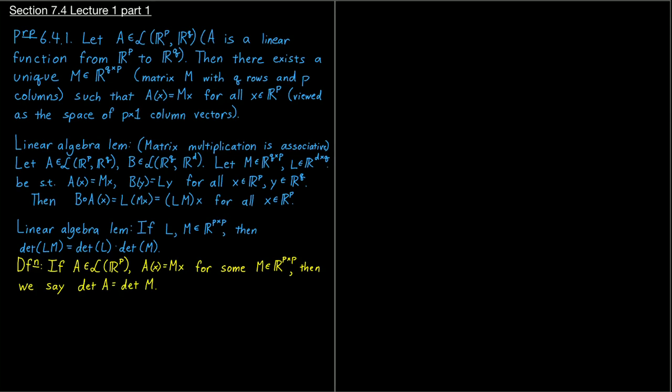Then if we put all of this together, we see that if A and B are both linear transformations from Rp to itself, then the determinant of their composition, that's the determinant of the matrix of their composition, which is the determinant of the product of their matrices, which is the product of the determinants of their matrices, just turns into the determinant of A times the determinant of B. So a determinant of a composition is the product of the determinants.